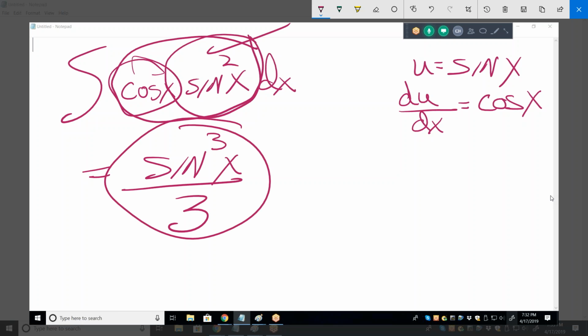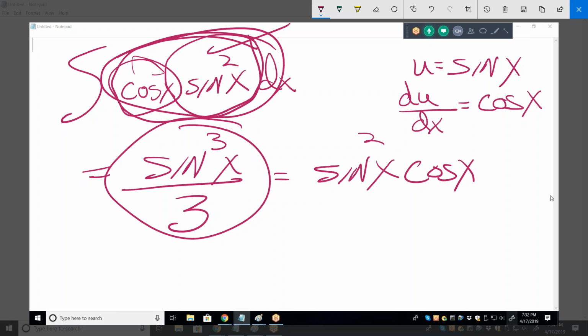Differentiate that. What do you get? You will get sine squared x. No. You've got to multiply by the inside. That's the derivative of the outside only. Sine squared x times cosine x. Aha. That's what we were looking at. Okay?